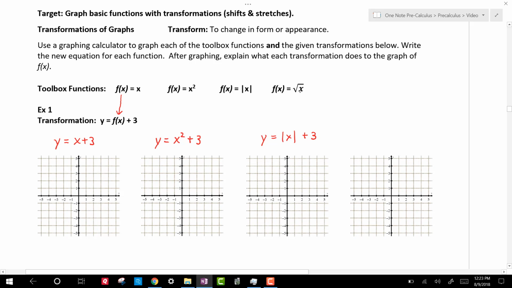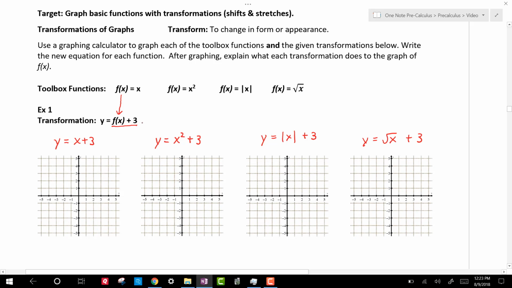Take the square root of x and add 3. Y equals the square root of x plus 3. Okay? So you'll notice I didn't put x plus 3 in the absolute value. I didn't put x plus 3 in the square root, because that's not what this notation is saying. This notation is saying take whatever you had and simply add 3 to the end. So that's what I've done.